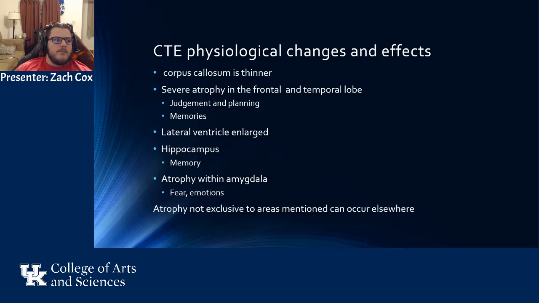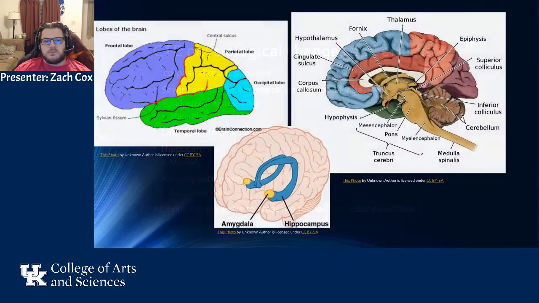But the atrophy is not exclusive to these areas. It is widespread. So when you experience multiple subconcussive hits, you're almost guaranteed to experience atrophy almost everywhere due to the force that's causing the brain to bounce around in the skull and move around in the cerebral spinal fluid. So this shows all the different components, but to highlight the two specific ones: the amygdala, fear and emotion, and then the hippocampus and memory.